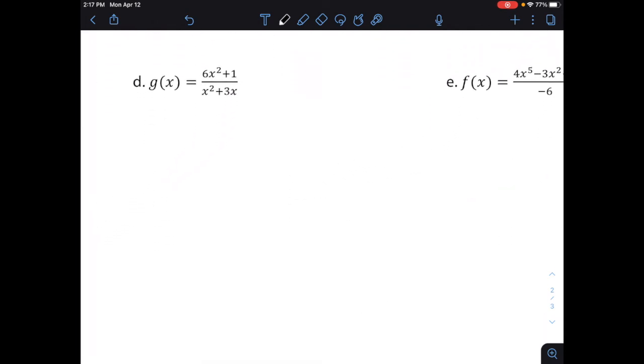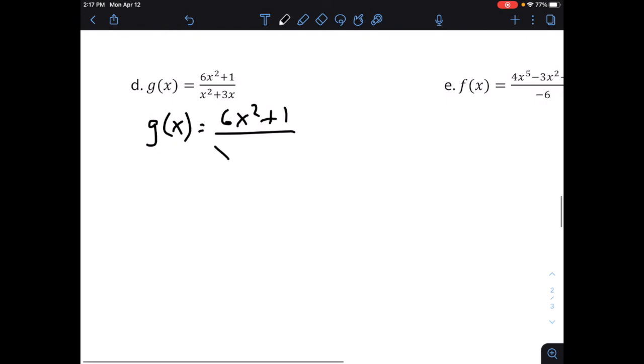So in this case, we have just two terms in the denominator, and it's a little bit different because it's not like a trinomial where we can factor a trinomial into two binomials. In this case, we have to just think factoring by GCF, and so I'm going to factor this thing. So I'm going to write it as g of x is equal to 6x squared plus 1. And then all I'm going to do is factor an x out. So I'm just going to write it as x times x plus 3.